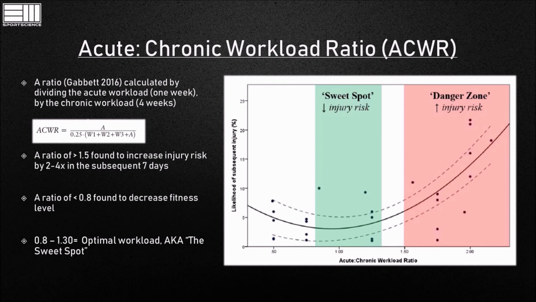It was shown in previous research that a ratio of more than 1.5 is correlated with increased injury risk by 2 to 4 times in the subsequent 7 days. On the other hand, a ratio of less than 0.8 was correlated with decreased fitness levels. Thus, it was decided by Gabbett et al. that values of 0.8 to 1.3 are the optimal workload, or in other words, the sweet spot.